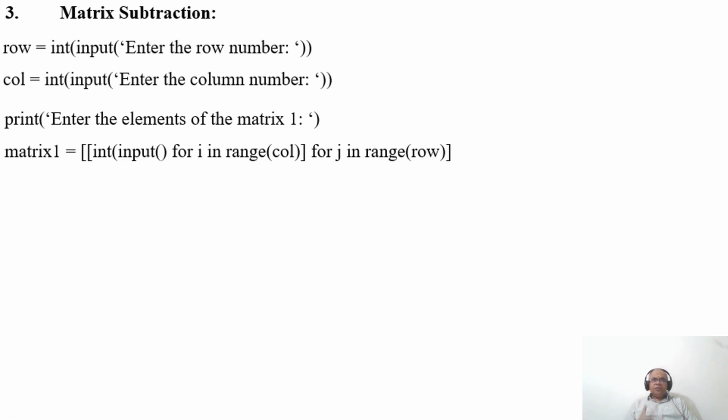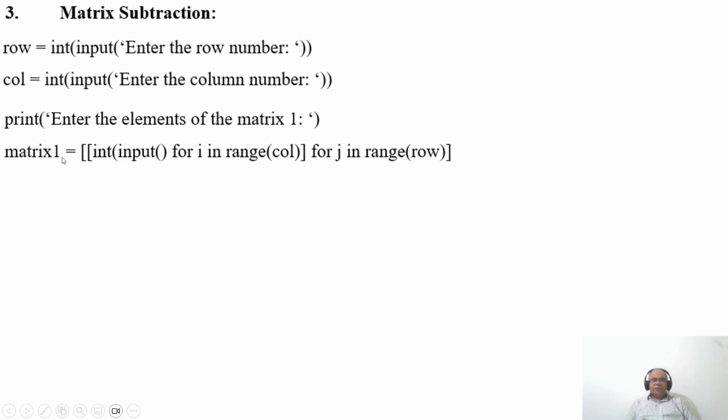once I give the input, where exactly I want to print the elements of the matrix. So once I decide about the size of the matrix, then I want to print the elements of the matrix. Since I want to do that, I need to give the input and give the values for matrix 1. So how to give that? For that, we want to use the nested list.